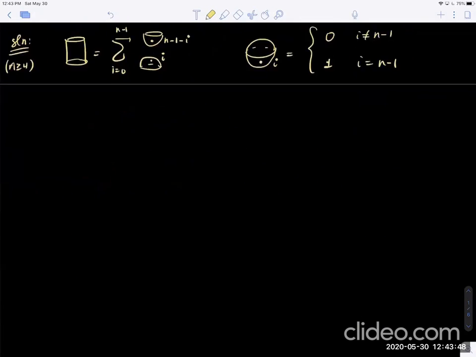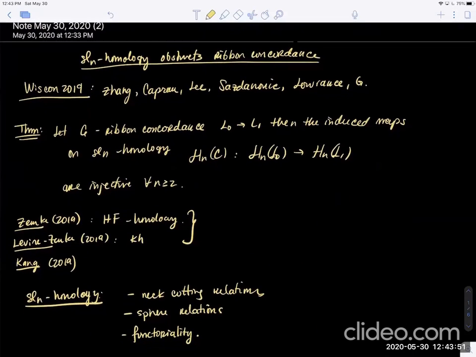Great. So then go back to our theorem. What do we need to know in order to understand this? Well, what is a ribbon concordance? So let's go through and actually define what that is. First of all, what is a ribbon knot concordance?